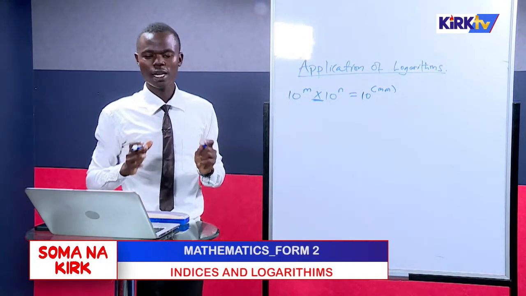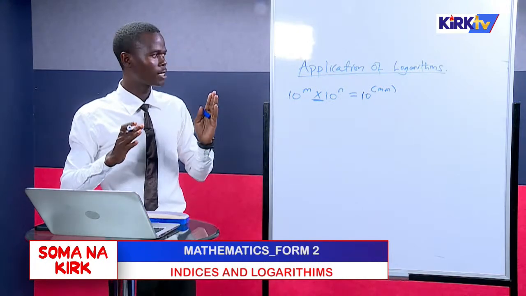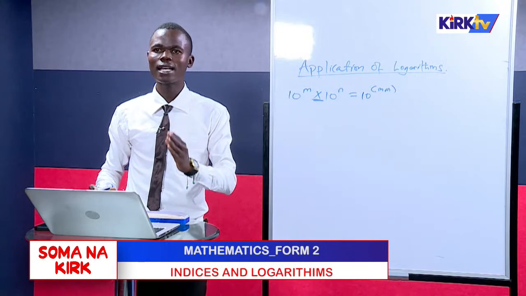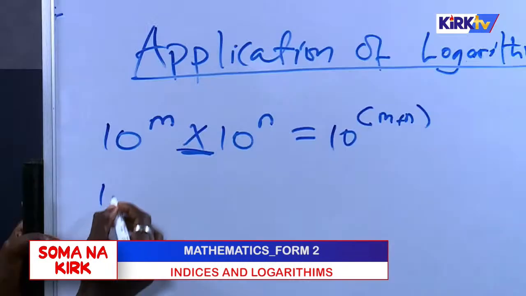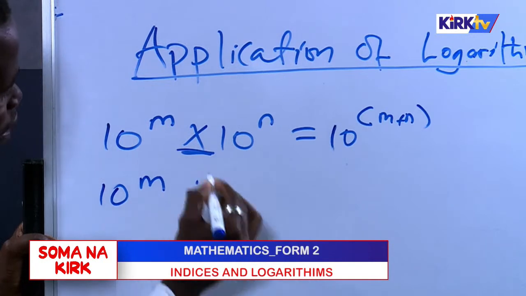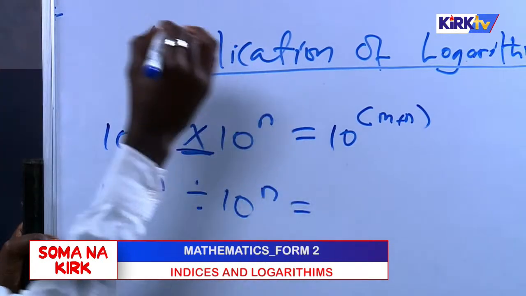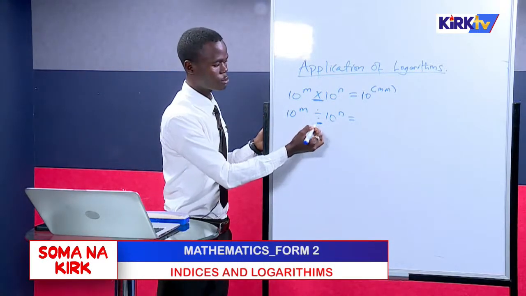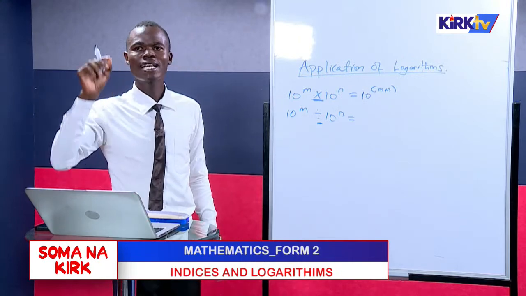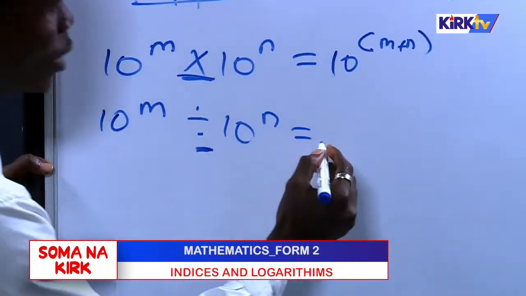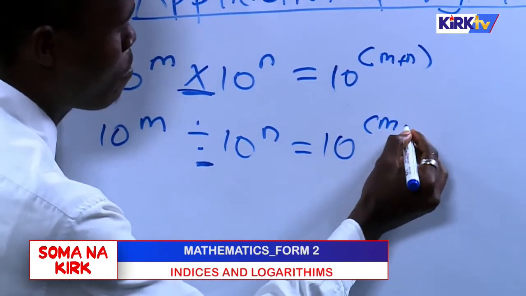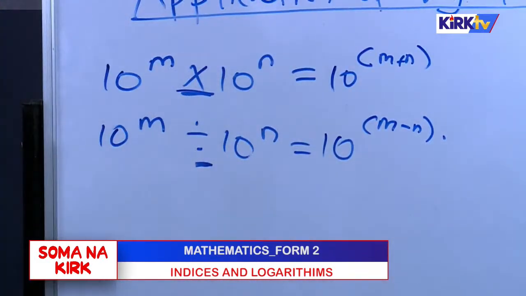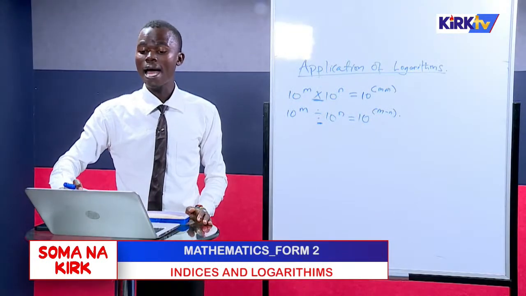Number 2, we are going to check the division rule. And remember, they are all to base 10. So we have base 10 raised to power m divided by base 10 raised to power n. Just like I said, the division rule, the moment we see this, what comes into our mind? We minus the powers. It will be base 10 in bracket m minus n. So these are the two laws which are going to guide us throughout our lesson.